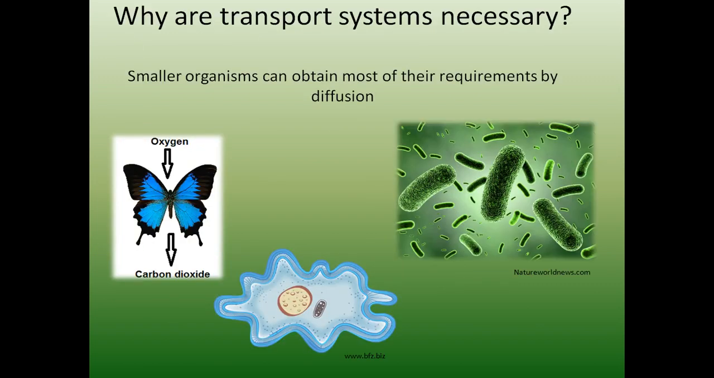So why are transport systems necessary? After all, small organisms can get most of their requirements by diffusion, for example the oxygen they need for respiration. However, this is possible because the organism is small enough and therefore diffusion is fast enough to get that oxygen through, for example, an insect's body or into a single-celled organism.